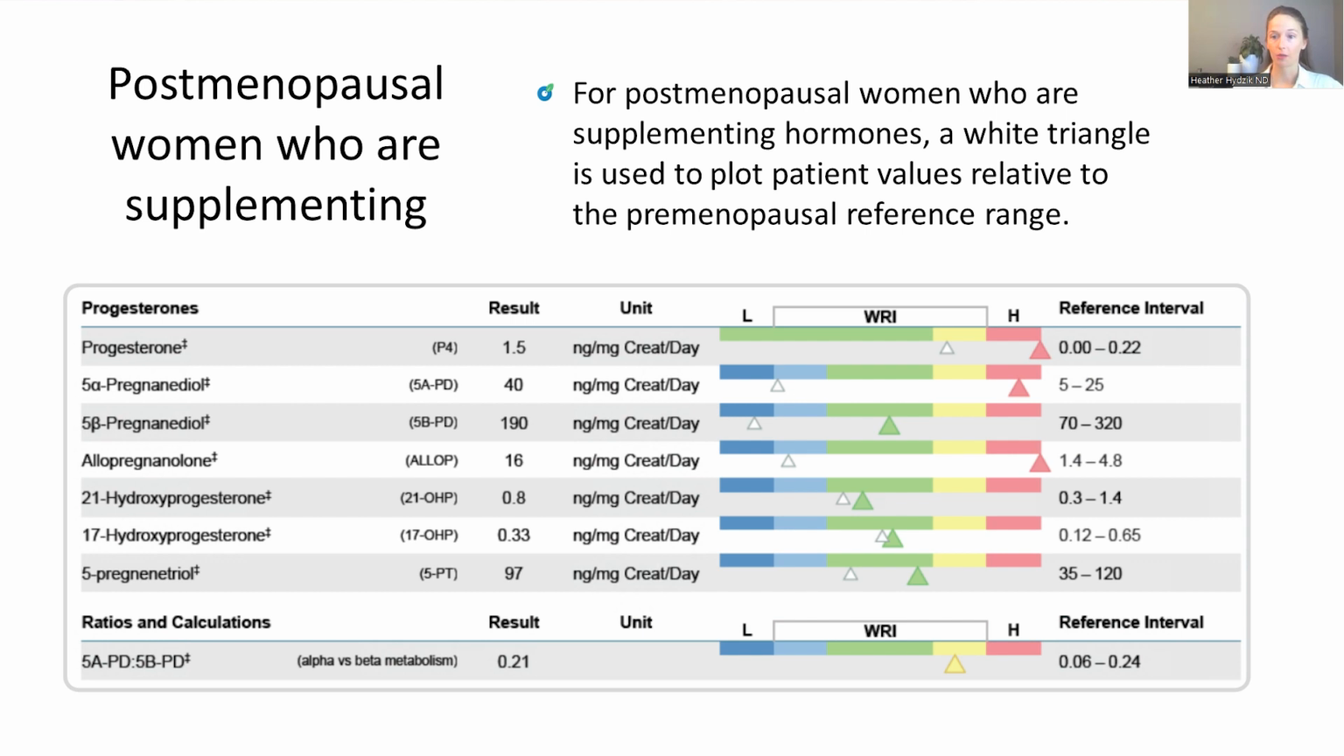If someone is a postmenopausal female on hormone supplementation, a white triangle plots the patient's values relative to the premenopausal reference ranges to give you kind of a guesstimate as to whether their current level of hormone on supplementation is within a range that a body could feasibly make. So that's what this is showing you, the white triangle.